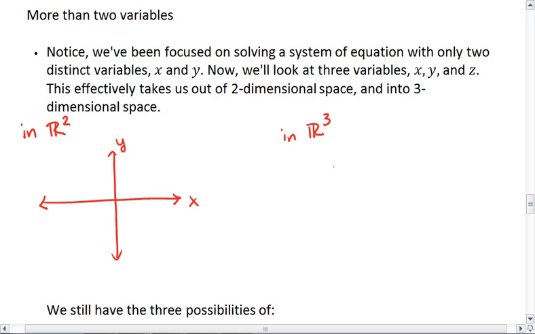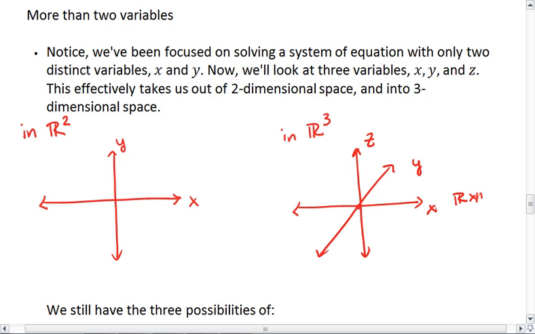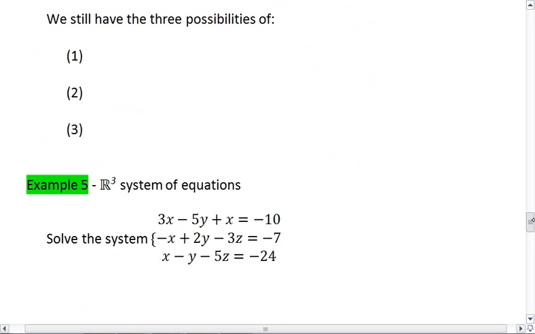When we're in R3, we have not only x and y, but also z. So we have x, which goes left and right, y, which goes backwards and forwards, and z, which goes up and down. So we have a real number line by a real number line by a real number line. This gives us R3. We can solve for systems of equations in R3, which is what we're going to look at now.